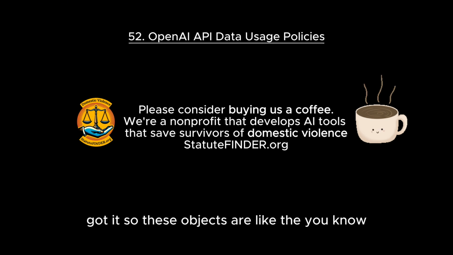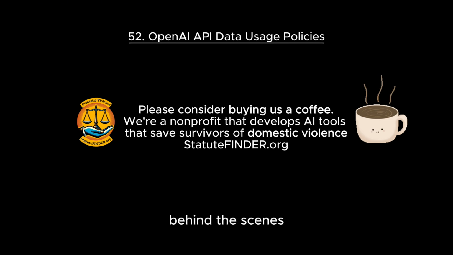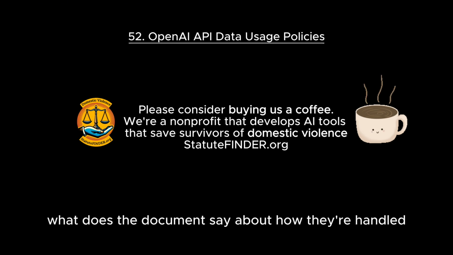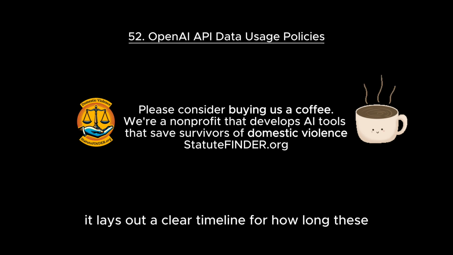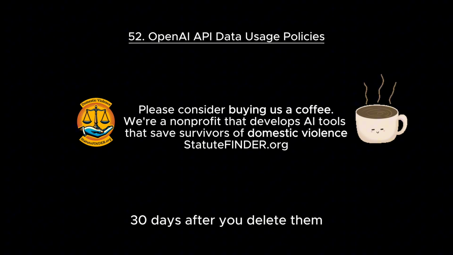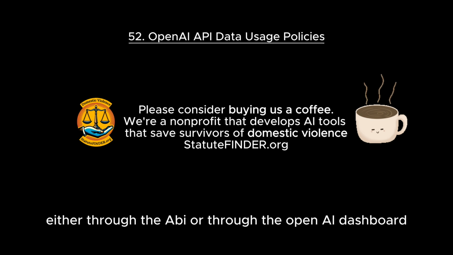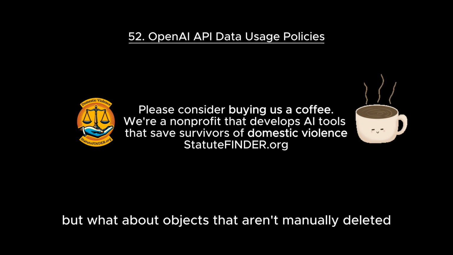Got it. So these objects are like the gears and levers that power your assistant behind the scenes. What does the document say about how they're handled? It lays out a clear timeline for how long these objects are kept on OpenAI servers. The key takeaway is that most objects are automatically deleted 30 days after you delete them, either through the API or through the OpenAI dashboard. That's reassuring to know. It means you have control over how long that data is retained. But what about objects that aren't manually deleted?